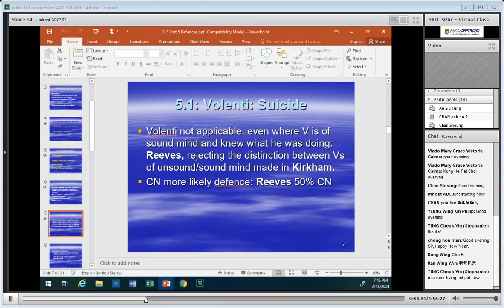The appropriate defence in suicide cases will be contributory negligence. But of course, how much will the damages be reduced? Well, you'll see that in the Reeves case, it was a 50% contributory negligence.